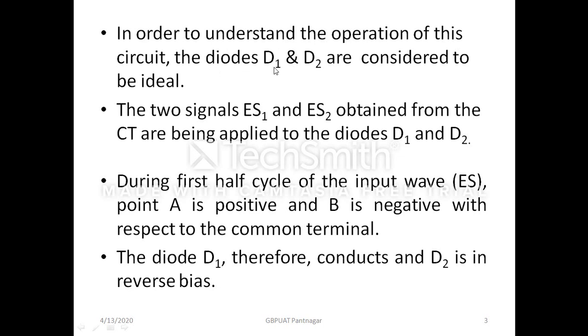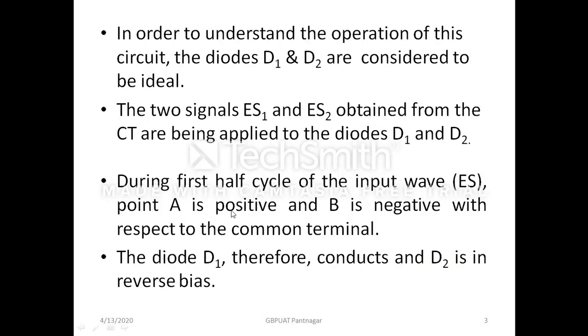Here, in order to understand the operation of this circuit, the two diodes D1 and D2 are considered to be ideal diodes. What is the property of an ideal diode? You are already aware of this. We have already discussed the characteristics of ideal diodes in our previous lectures. Particularly, during forward bias conditions an ideal diode acts as a short circuit, and during reverse bias conditions an ideal diode acts as an open circuit. So the two voltage signals ES1 and ES2 are obtained from the secondary of the center tapped transformer and are applied to the diodes D1 and D2.